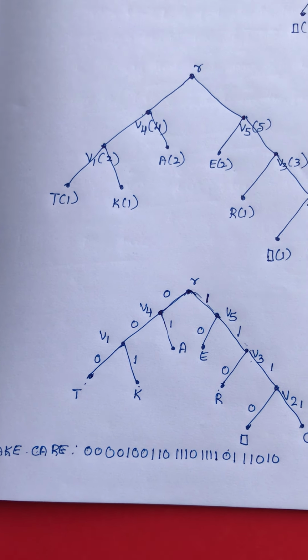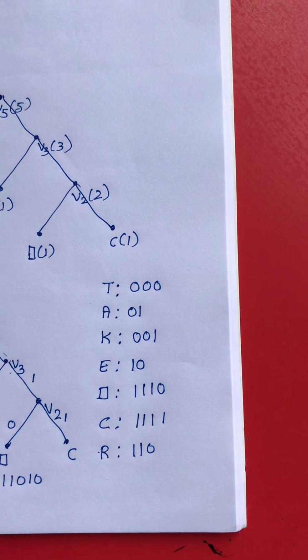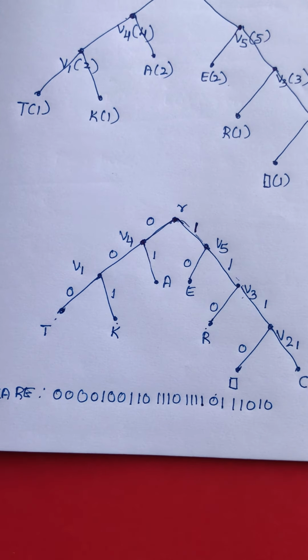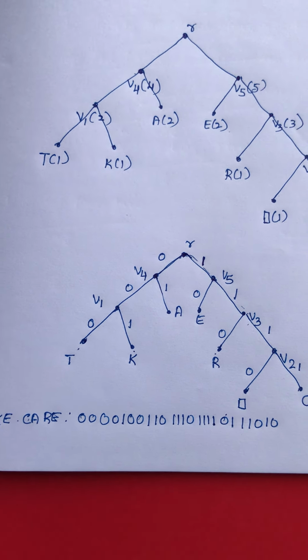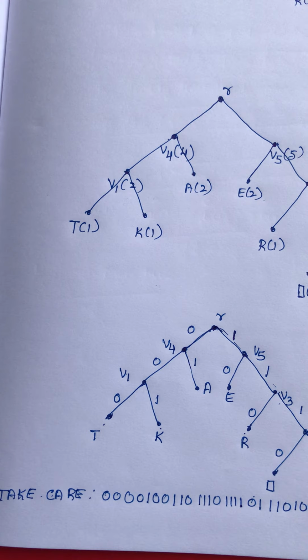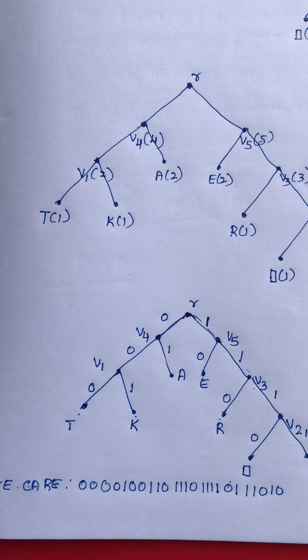So this is how to find the optimal prefix code for the letters involved in a message and the optimal prefix code for the given message. So this is about the Huffman procedure for finding the optimal prefix code for a given message.